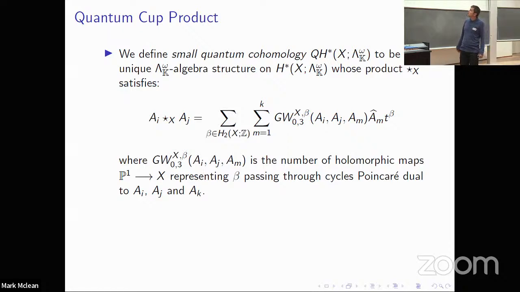This coefficient GW is the number of holomorphic maps from P1 to X representing the class beta and passing through cycles that are Poincare dual to these cohomology classes AI, AJ, and AK. A good thing to think about is what happens if there are no non-trivial holomorphic maps. Then you should get the usual cup product. Another way to think of it is that if you just look at the terms where beta is 0, that's the usual cup product. So you should think of this as some sort of enlarged deformation of the usual cup product. Here are these additional terms.